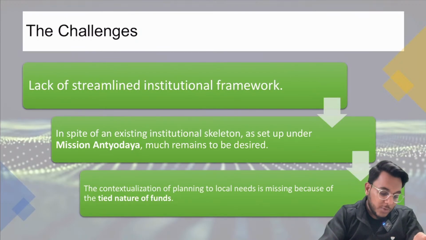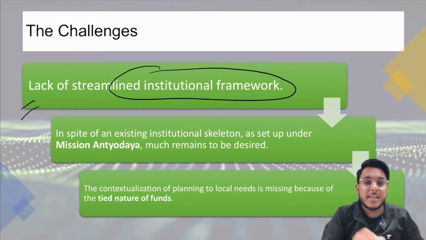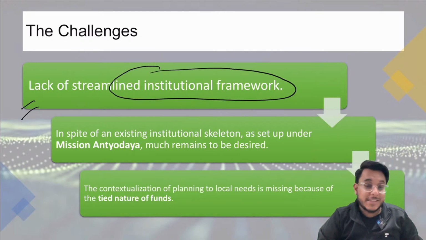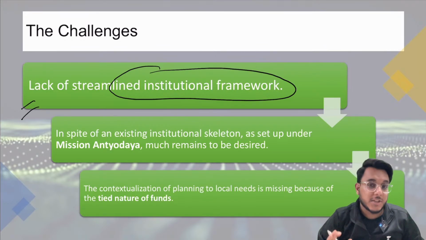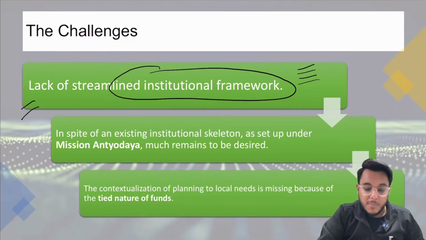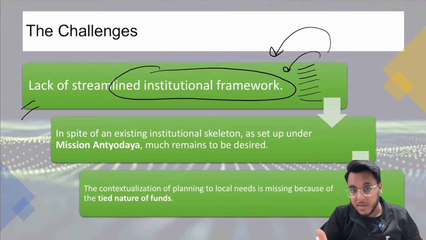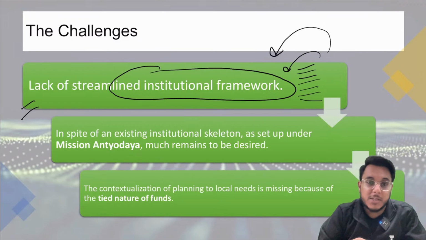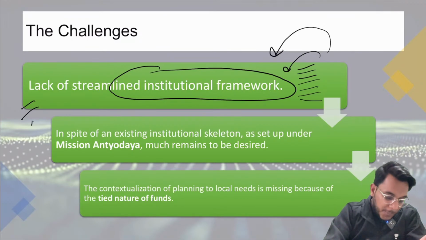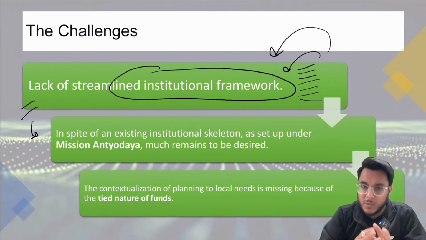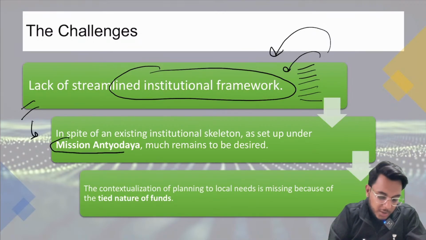Then the next challenge that comes here is that we lack an institutionalized framework. There is a lack of a streamlined institutional framework. We don't have such platforms, such schemes, which will provide us the real status of these SDG goals. Now, government has actually started one very good scheme, that is Mission Antyodaya.